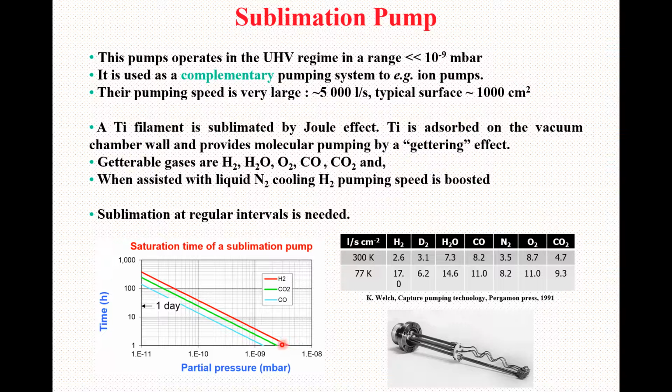For hydrogen, the partial pressure is somewhere between 10 raised to power minus 8 and 10 raised to power minus 9, and the time is almost around 600 to 700 hours. Then for carbon dioxide, you can see it is less than hydrogen. After that you can observe carbon monoxide, which is the lowest in comparison to the others.